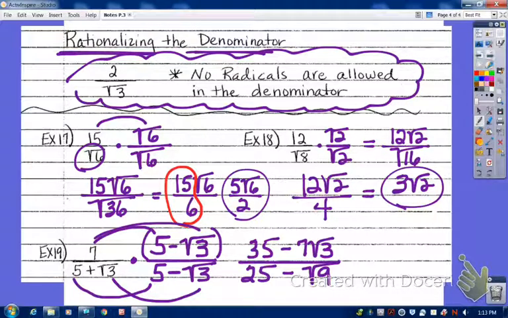Then the square root of 9 is going to turn into a what? Just a 3, right? And you're going to have 35 minus 7 square root of 3 over what number? 25 minus 3, which is 22. All right, that's going to be your final answer unless 35, 7, and 22 all have a number that will divide into all 3 of those. You can't touch the number under the square root. But I don't think there's a number that will go into 35, 7, and 22.